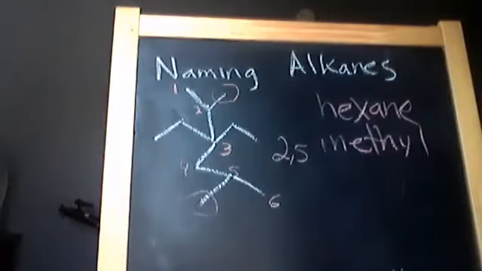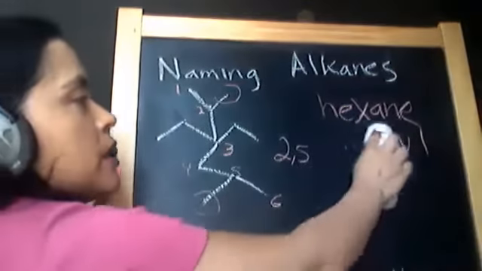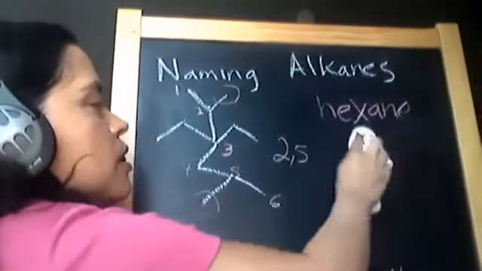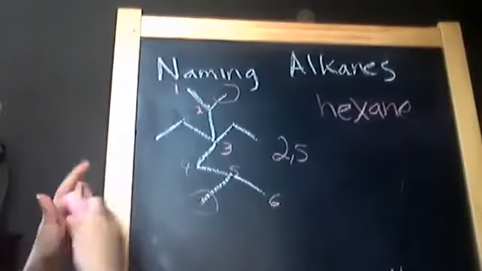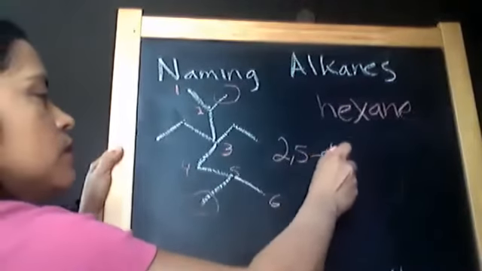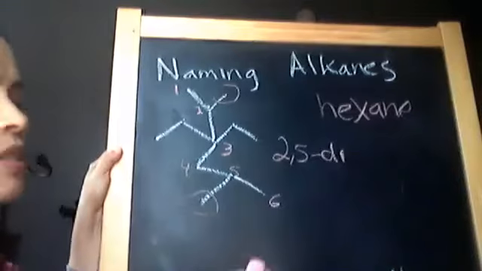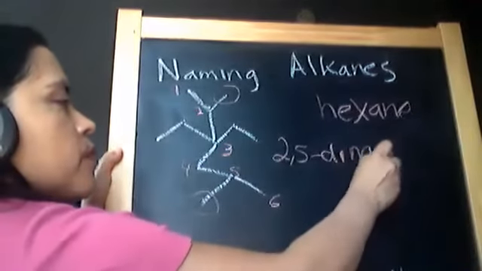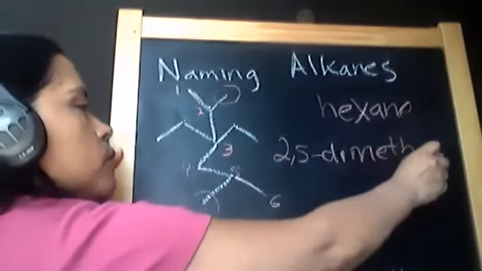The next thing that I need to tell is that those methyl groups are separate, so each one has to be accounted for separately. So I need to add the prefix di to the word methyl.